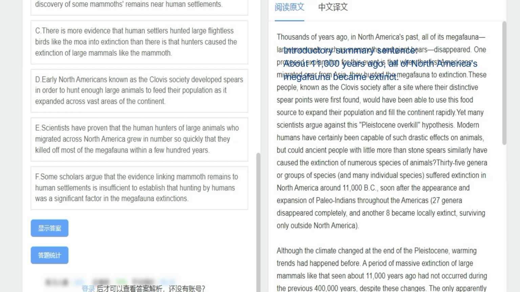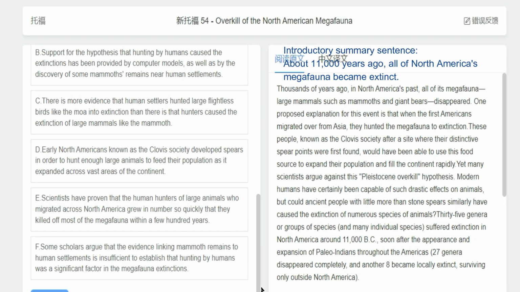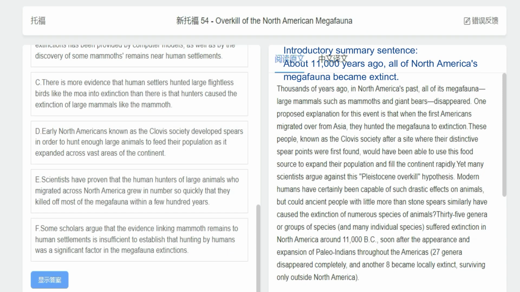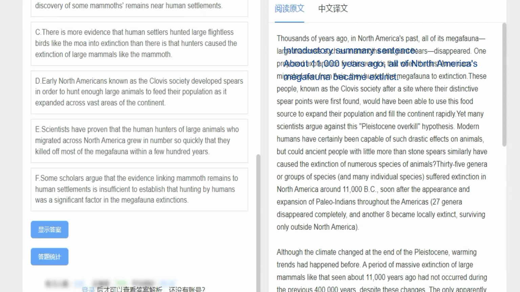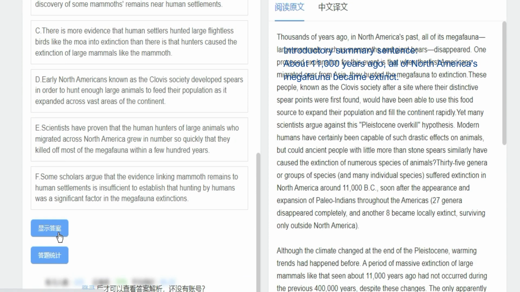This is an easy one if you studied my book or course because of the word proof. You cannot use proof for an empirical science. F talks about the problem with the overkill hypothesis. So F should be included in the summary.